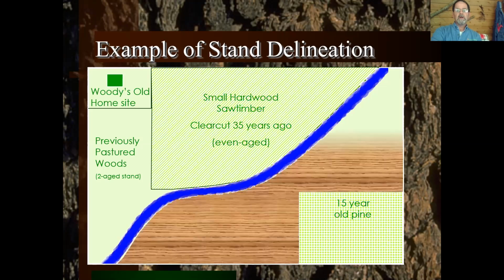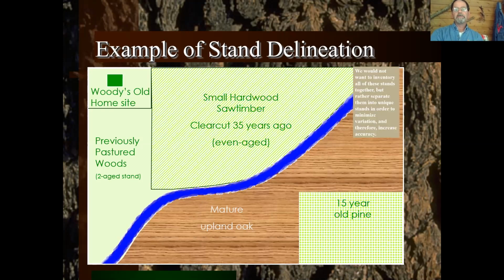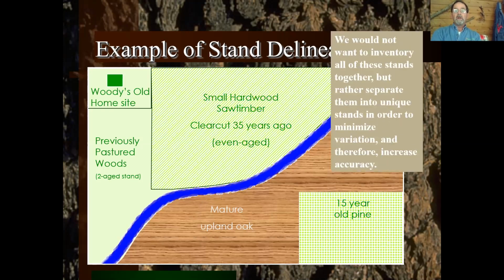And across the creek over here, this is the real stand that Woody's been protected through the years. This is where he's got some mature upland oak, and it's ready to be harvested. A great deal of value is tied up in this stand. So notice that we have 4 different unique stands, and we would not want to inventory all of these stands together. Rather, we would want to separate them out into unique stands. Why? In order to minimize that variation that I'm talking about, and that in turn will increase our accuracy.